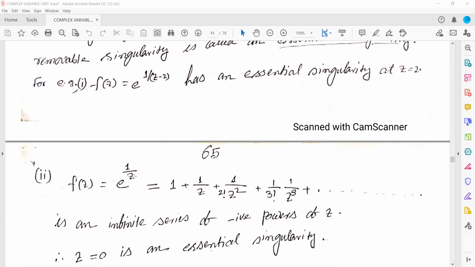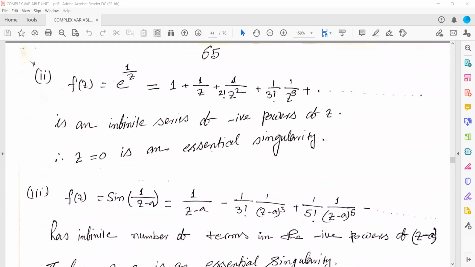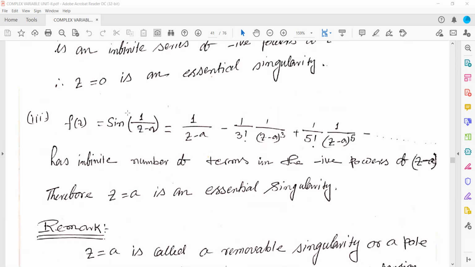Similarly, f(z) equal to e to the power 1 upon z. If you expand this, here z equal to 0 is the singularity, but that z equal to 0 is neither a removable singularity nor a pole. And so z equal to 0 is an essential singularity. Similarly, you can check f(z) equal to sine of 1 upon z minus a. Here z equal to a is a singularity, but if you see this series, z equal to a is neither a removable singularity nor a pole, and so z equal to a is an essential singularity.